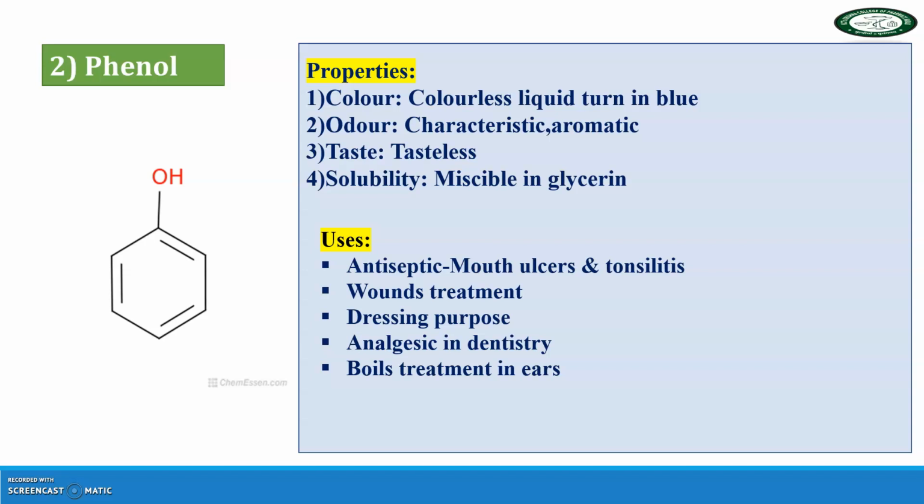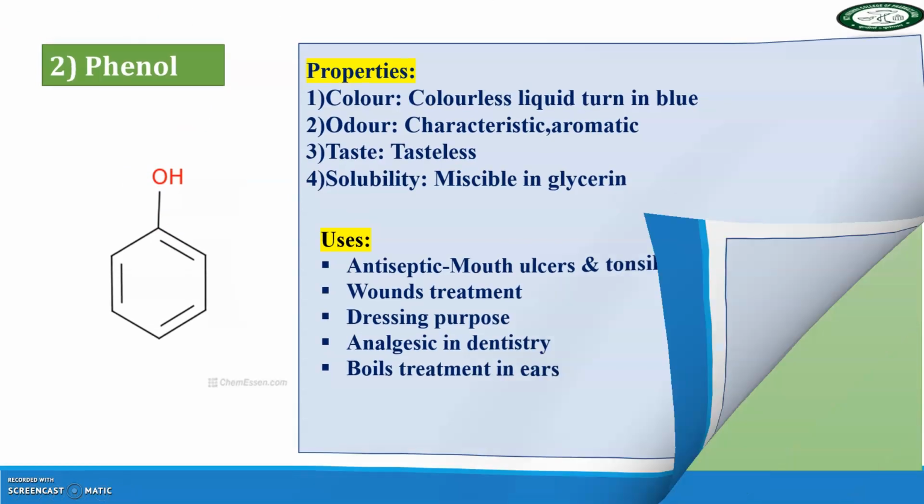What are the different uses? Like proflavin, it is used as an antiseptic for mouth ulcers and tonsils. Wound treatment, dressing purposes, analgesic in dentistry, and for treatments in the ear. These are the different uses of phenol. The structure is very simple: a 6-member benzene ring containing 1 hydroxyl group. That is the structure of phenol.